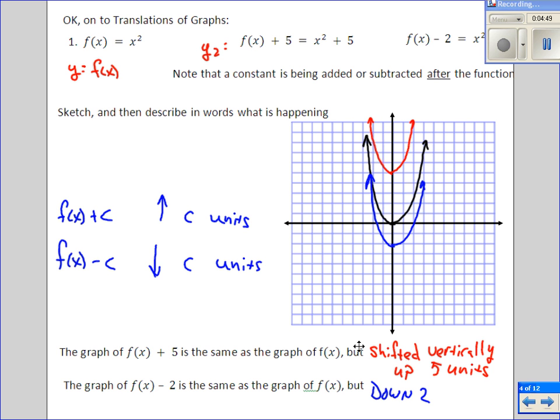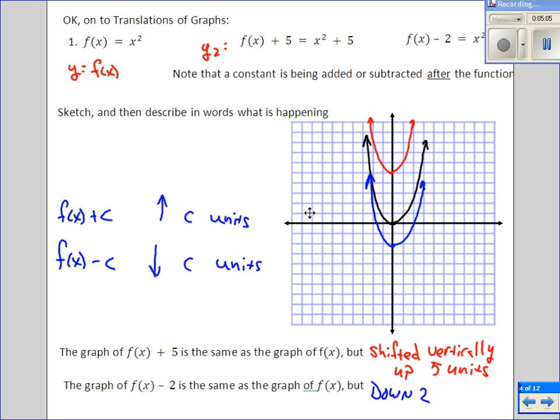Okay, translations of graphs. You're definitely going to want to play with your calculator a little bit as you get the hang of this. And we saw a little bit of this again with parabolas, and so some of those concepts with the graphing and moving parabolas around applies to any function.